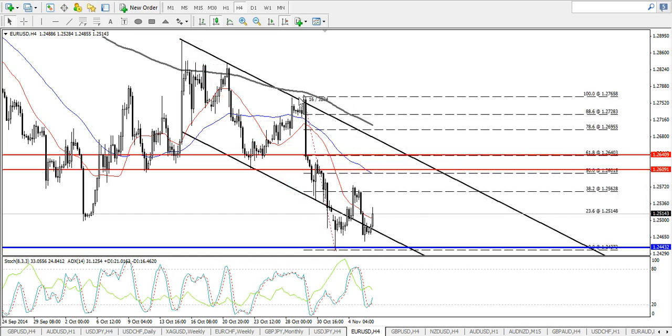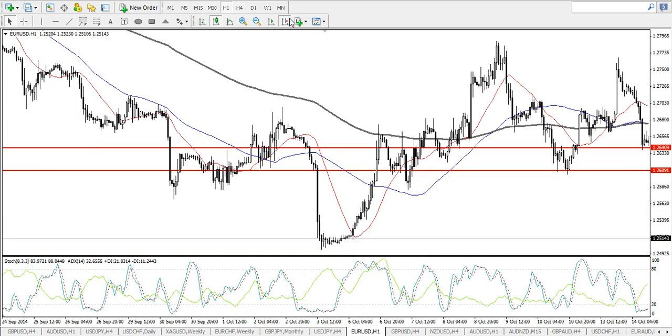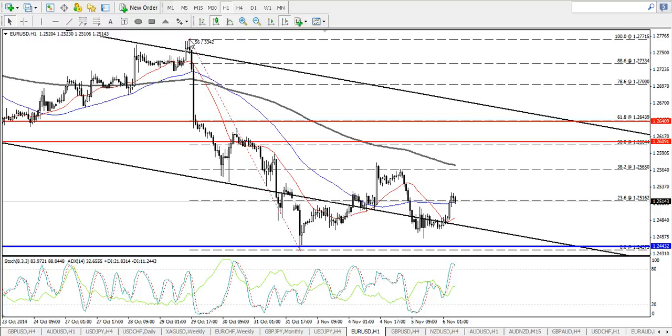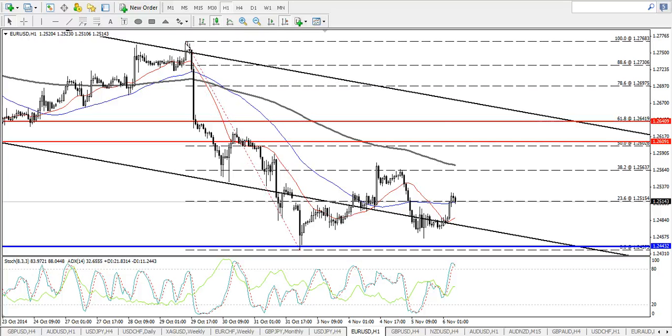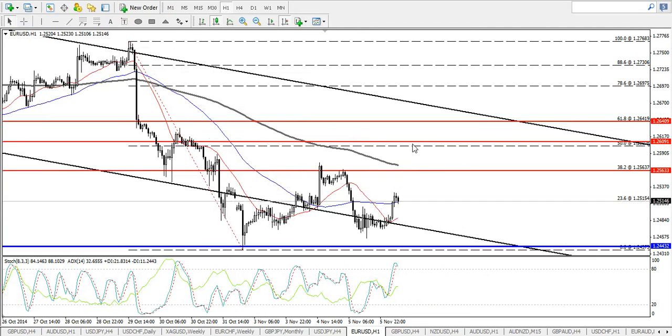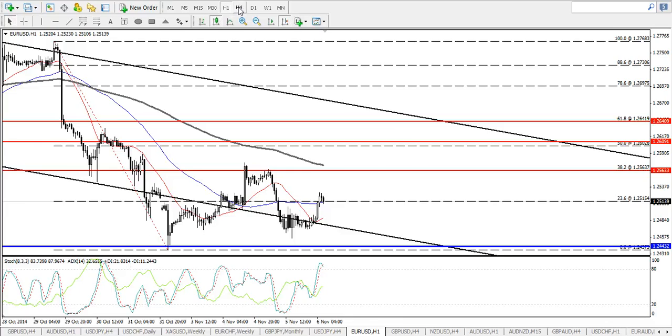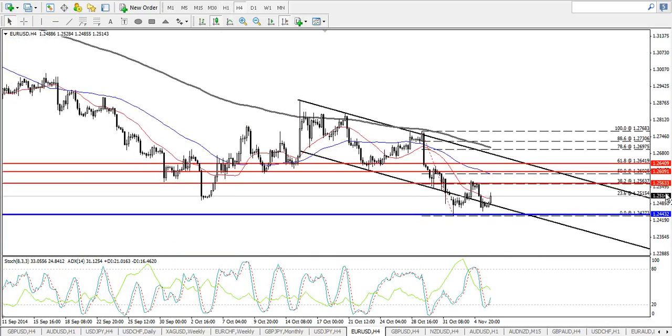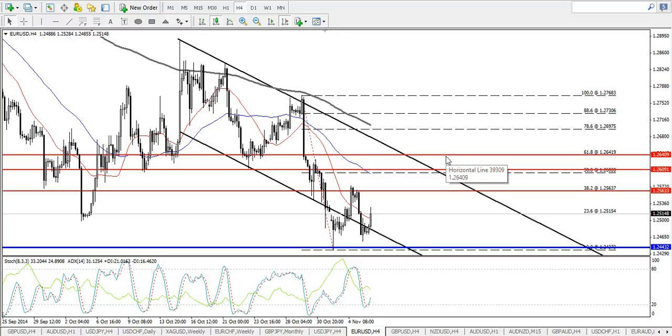And zooming into a 1-hourly chart, with the Fibonacci retracement, we can also look at the price of 1.2563, which is also the retracement level of 30.2% in the 1-hourly chart, followed by the 61.8% at the price of 1.2641, which is also the top of the falling trend channel. Okay, so that is for the euro against the dollar.